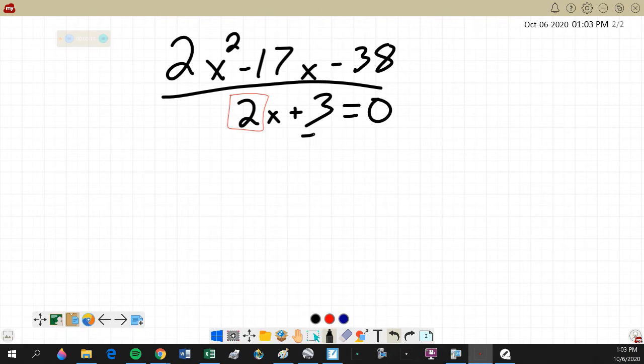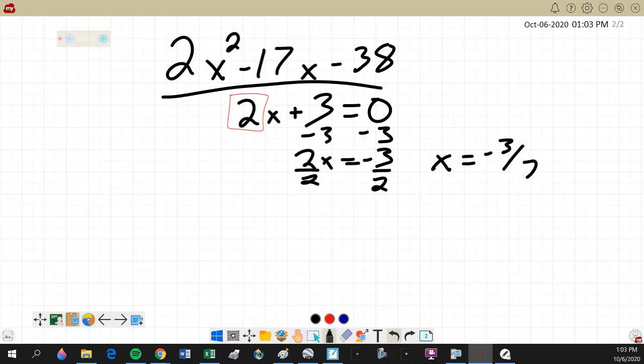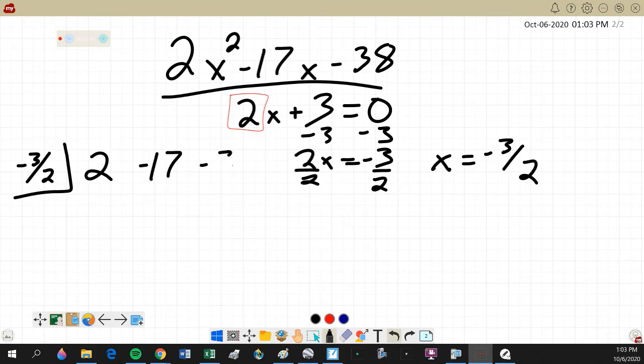So subtract 3, 2x equals negative 3, divide by 2, and x is negative 3 over 2. So that's going to make our lives a little bit more difficult. We have to multiply by negative 3 over 2. Okay. And at the end of the problem, it's going to do something else that we need to pay attention to. Divide it. Well, I'll show you in the end.